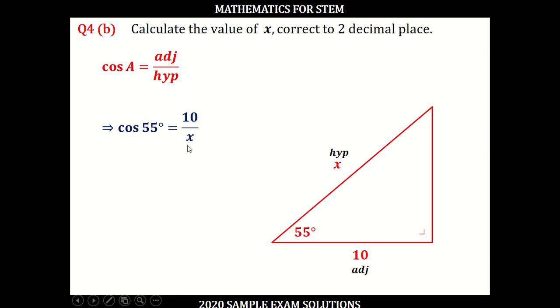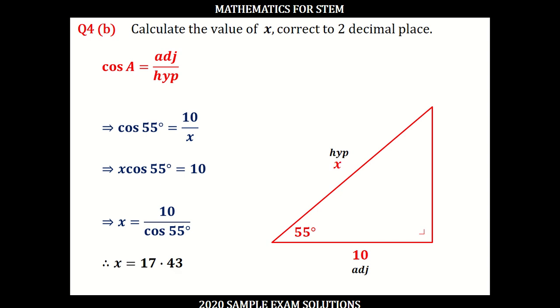Now on the right hand side we're dividing by x. If we bring that over, we'll multiply. So x cos of 55 equals 10. If you want to get x on its own, we can bring the cos of 55 over and divide. So x is going to be 10 divided by the cos of 55. And this means x then is going to be 17.43.